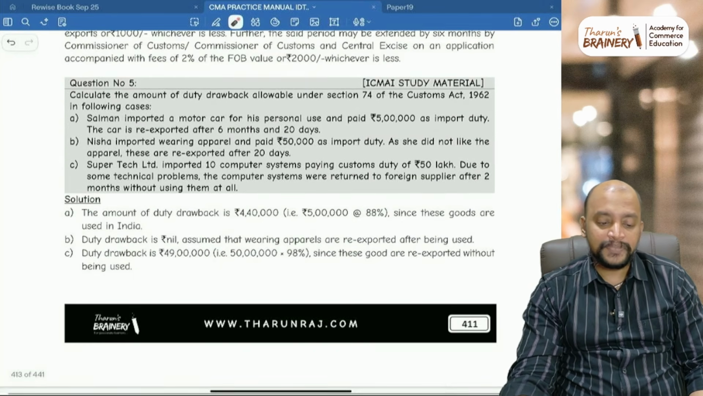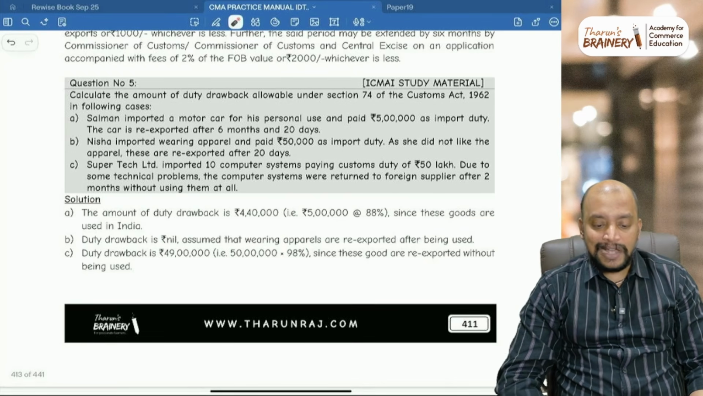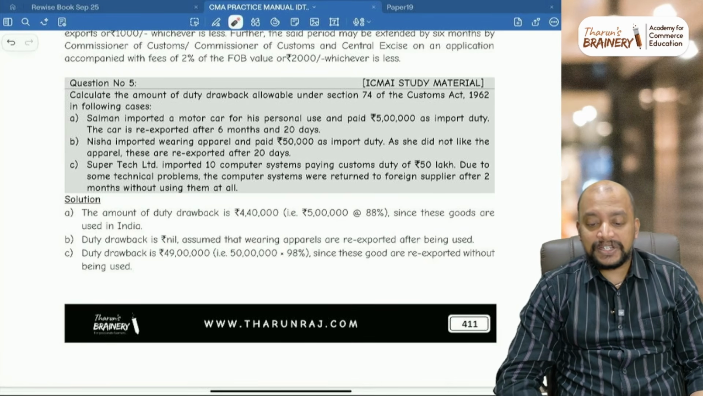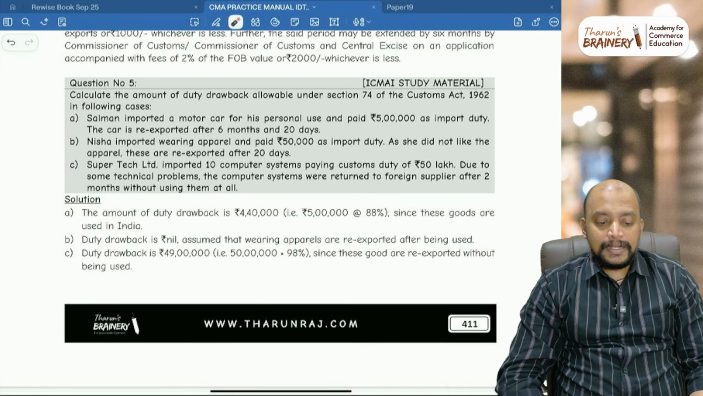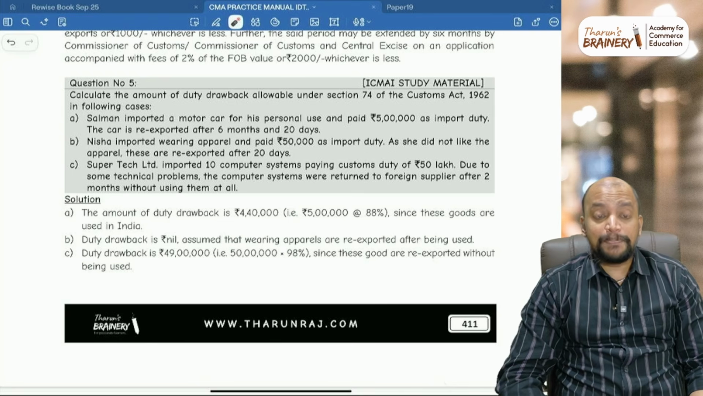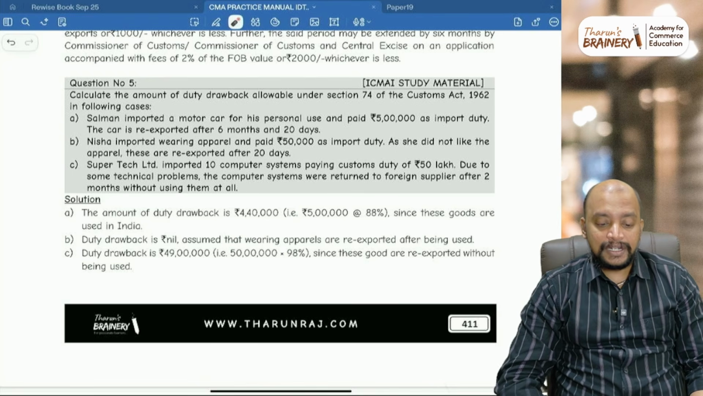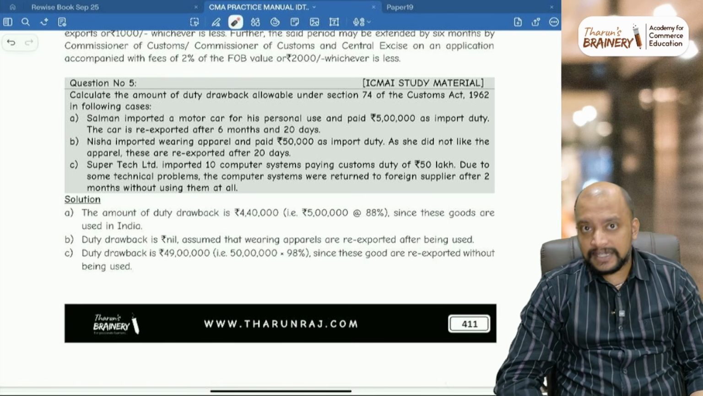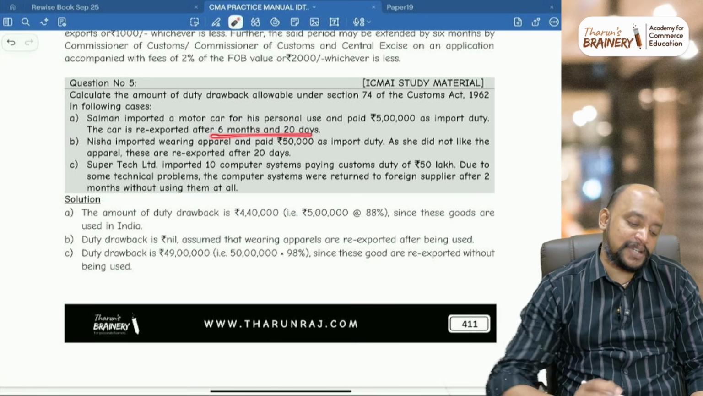Then next, calculate the amount of duty drawback allowable under section 74 of Customs Act 1962 in the following cases. Salman imported a motor car for his personal use and paid 5 lakhs as import duty. The car is re-exported after 6 months and 20 days. Already we discussed this. So it is a car imported by any person, so 4% for every quarter or part thereof. 6 months and 20 days means 3 quarters.